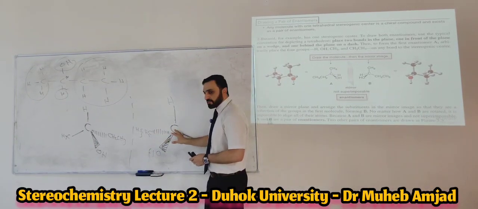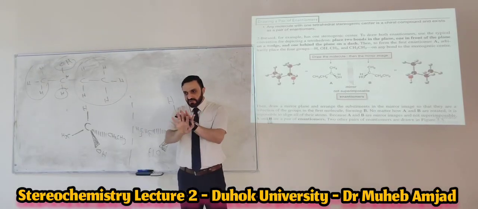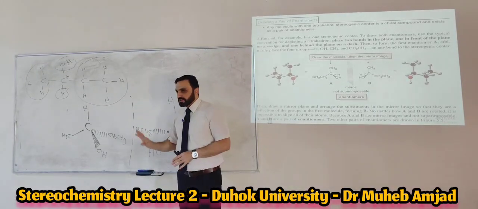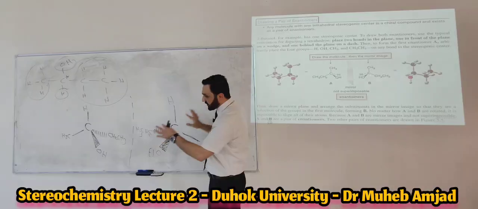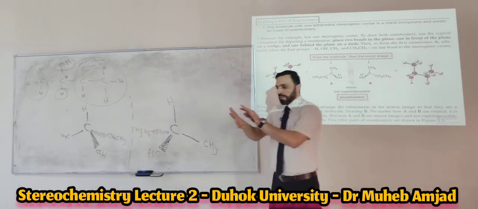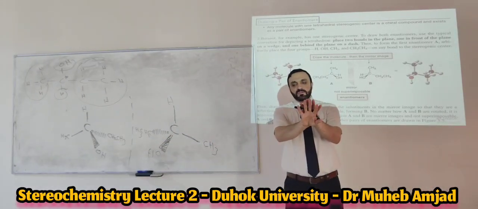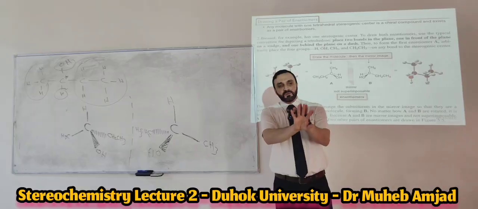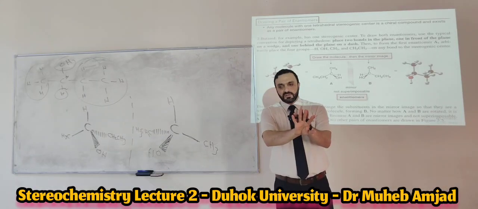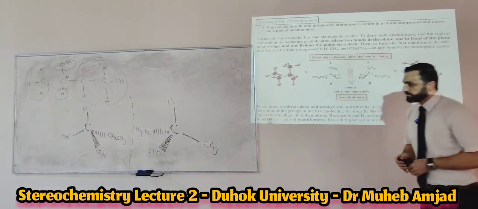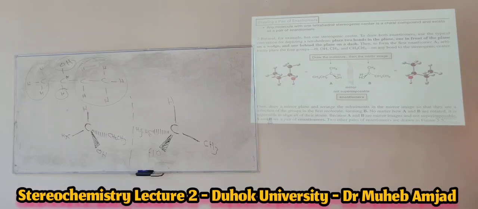If you want to test, will this be superimposable on this or not superimposable? It will be not superimposable. You can try to imagine it, or try to make them superimpose for this compound, but it will not be possible. Okay, not possible. They will be enantiomers. Two other pairs of enantiomers are drawn in the figure here.